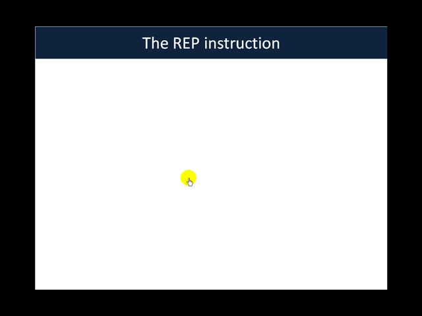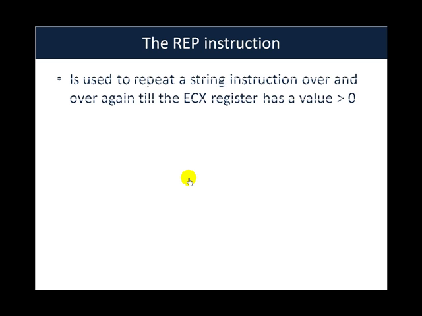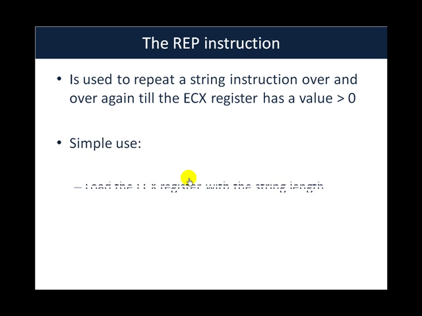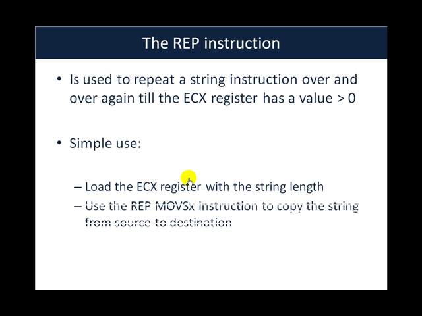And that is where the REP, or the repeat instruction, comes in. The REP is used to repeat a particular string instruction over and over again, generally till the ECX register has a value greater than 0. So how does this work? We load the ECX register with, let's say, the string length of the source string, and then we use the REP instruction to move from the source to the destination.